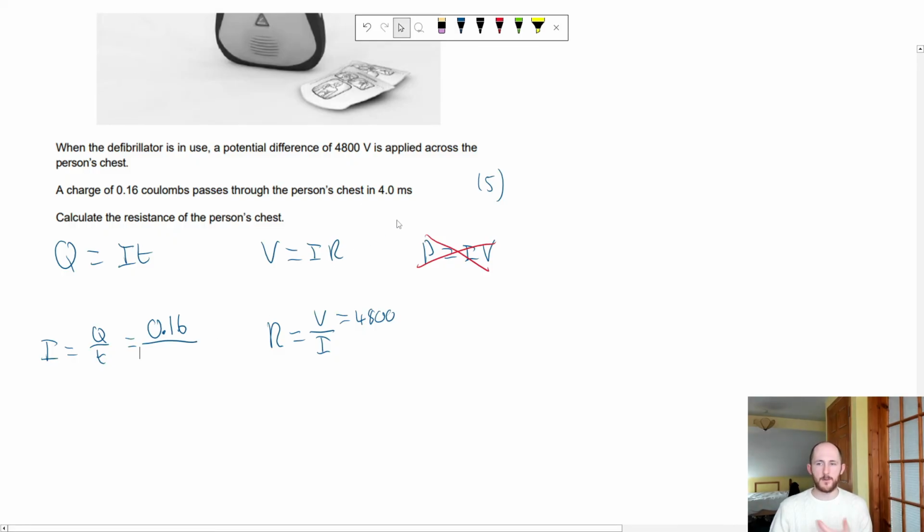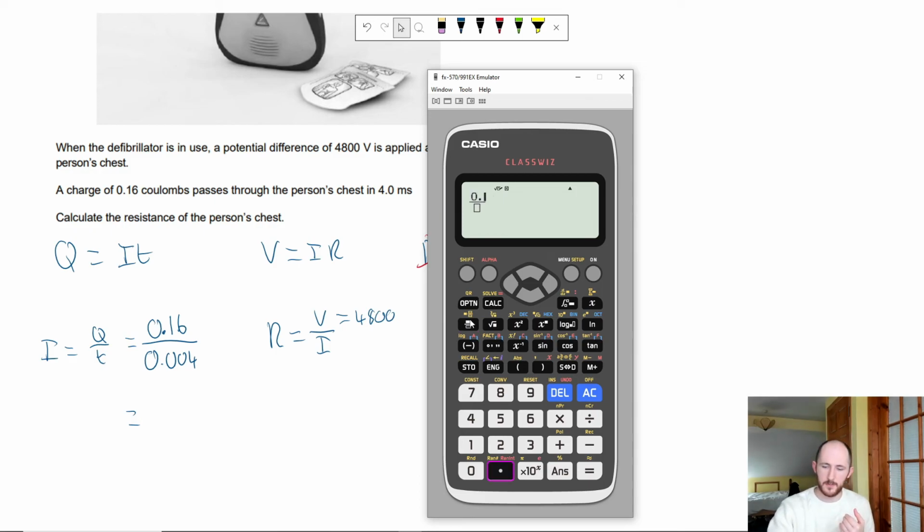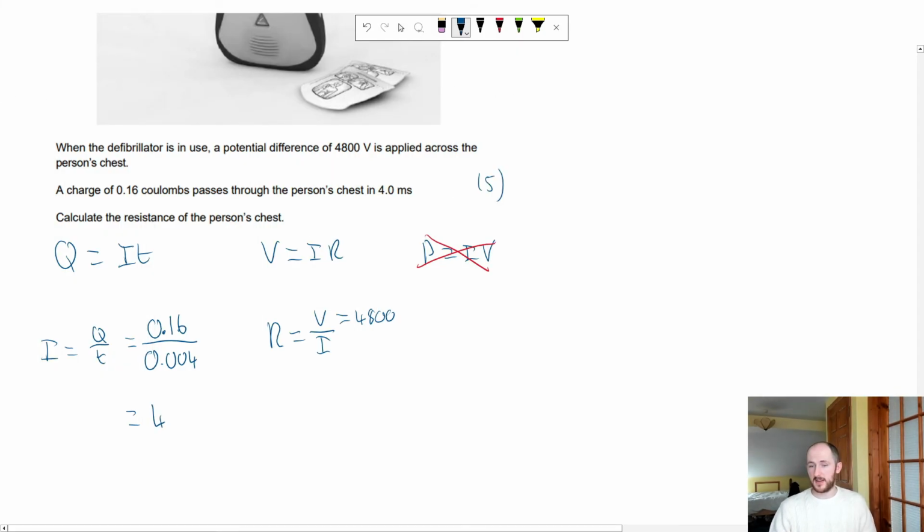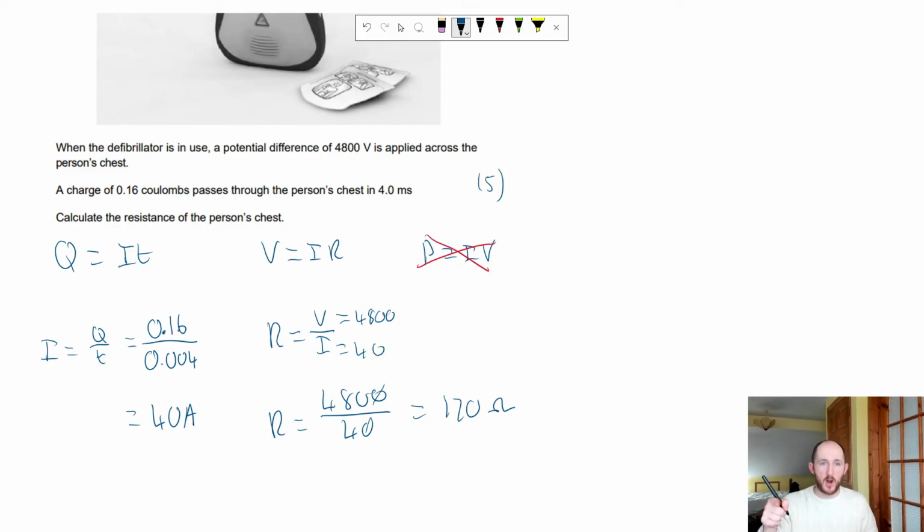In terms of the time, it's 4 milliseconds, which you can write as 0.004, or you can write as 4 times 10 to the minus 3 if you want to be a bit fancy. I'm not too fussed, so let's leave it as is. So let's go and do 0.16, whoops, that's not 16, over 0.004 gives me 40 amps. It's pretty big, actually. So my equation for resistance now becomes 4800 over 40. Of course, that is 0. Half it, 240. Half it again, 120. 120 ohms. That's 5 marks.